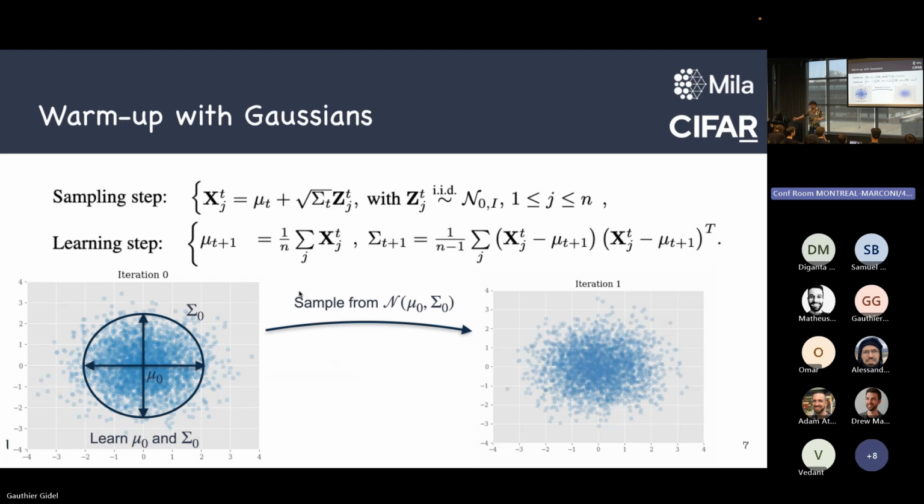And we can rewrite this mathematically as having the sampling step, which is basically sampling from the previous parameters learned, the mu t, sigma t. And then the learning step would be computing the empirical mean and the empirical covariance from the data. So very simple things. We sample, we learn the mean and the variance, and we keep doing this. So question for the audience. What do you think will happen in that case?